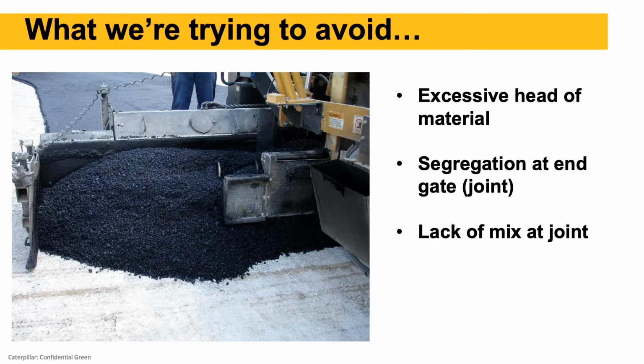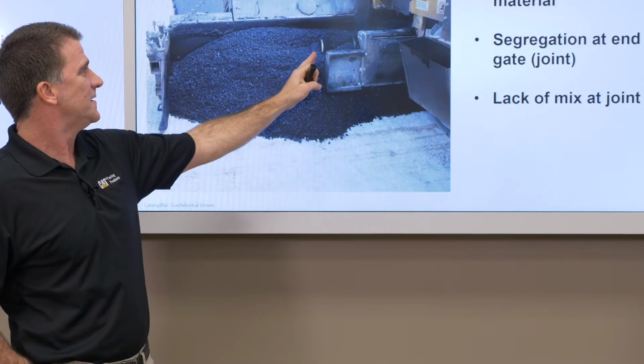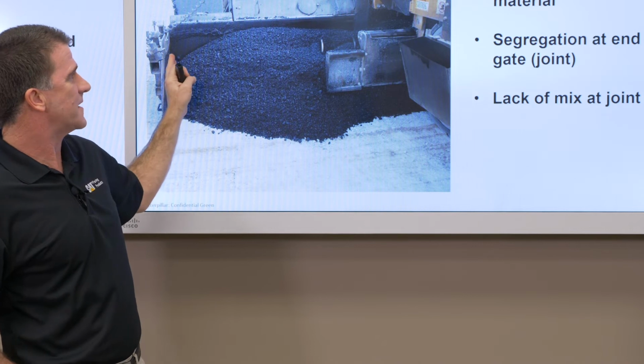In this picture you can see an excessive head of material. Why do we have so much material in this picture? The main reason is this setup does not have the proper amount of auger extension that it should have going from the screed all the way out to the end gate.